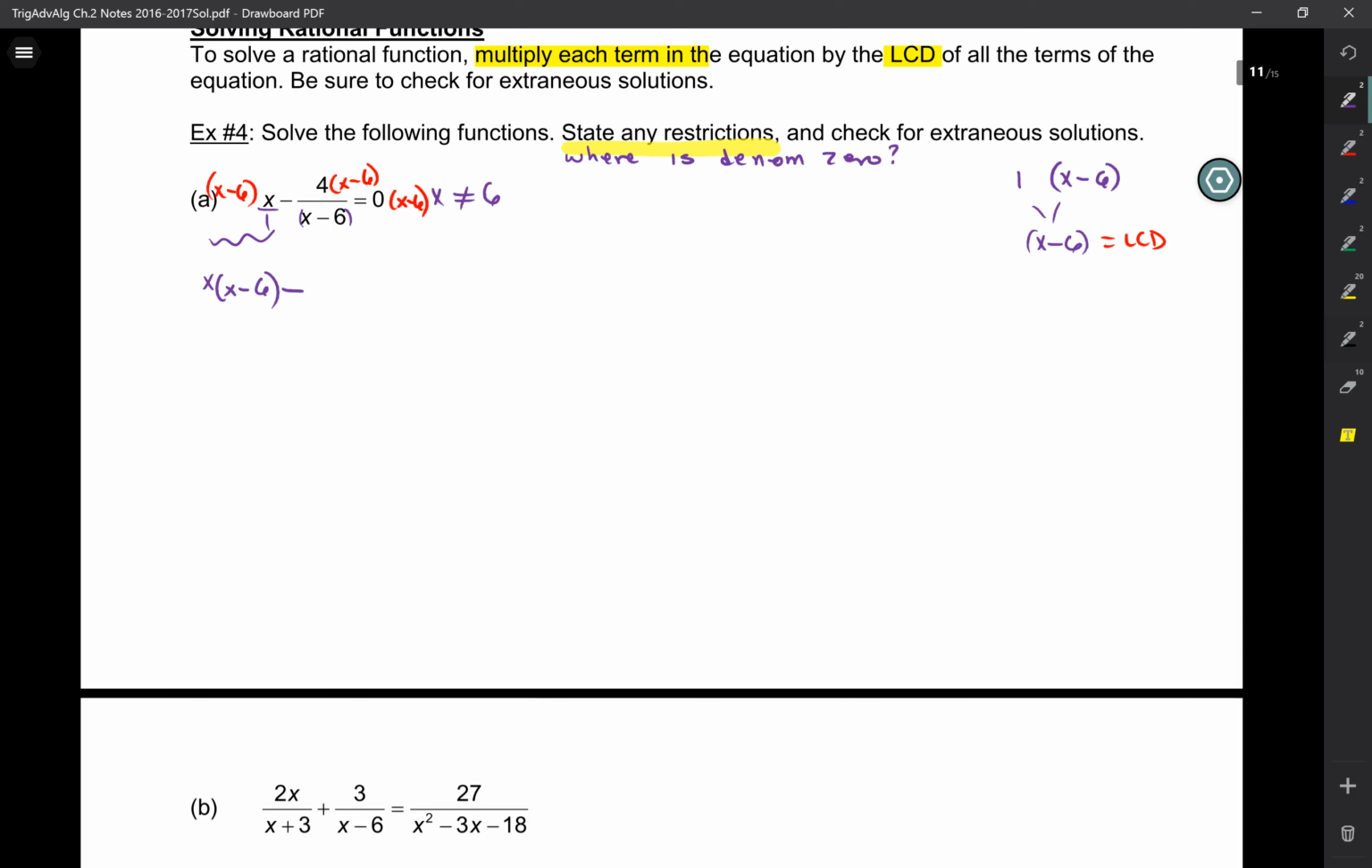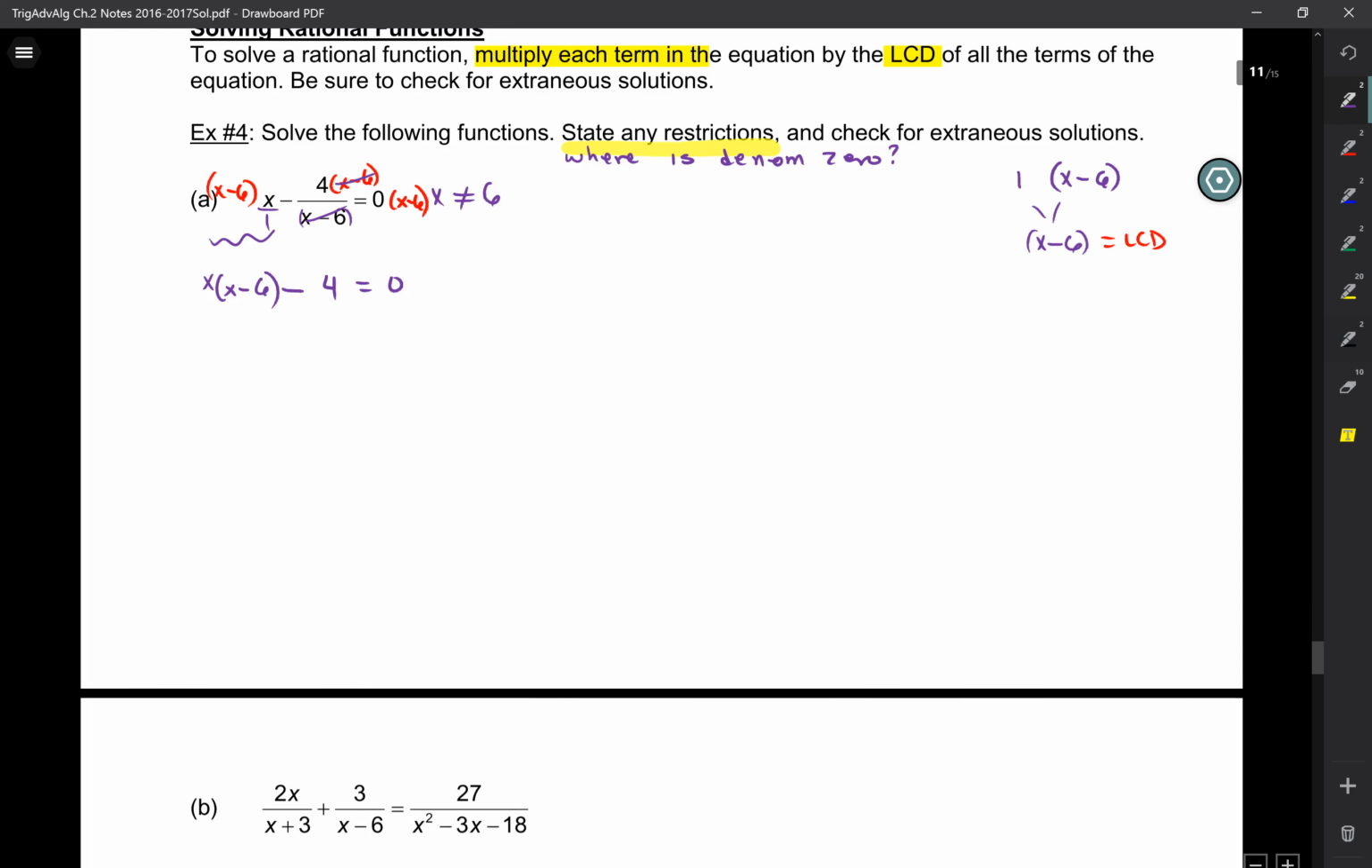Wait, what about the 4? The 4 stays. Equals 0. Wow. Now look, you got rid of the pesky fractions. Doesn't the 1 come into x minus 6? It did. It's x times x minus 6.